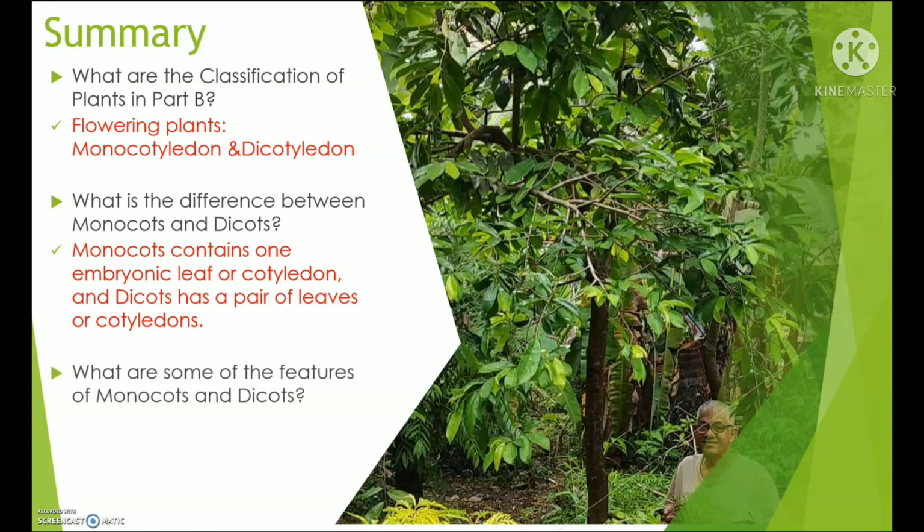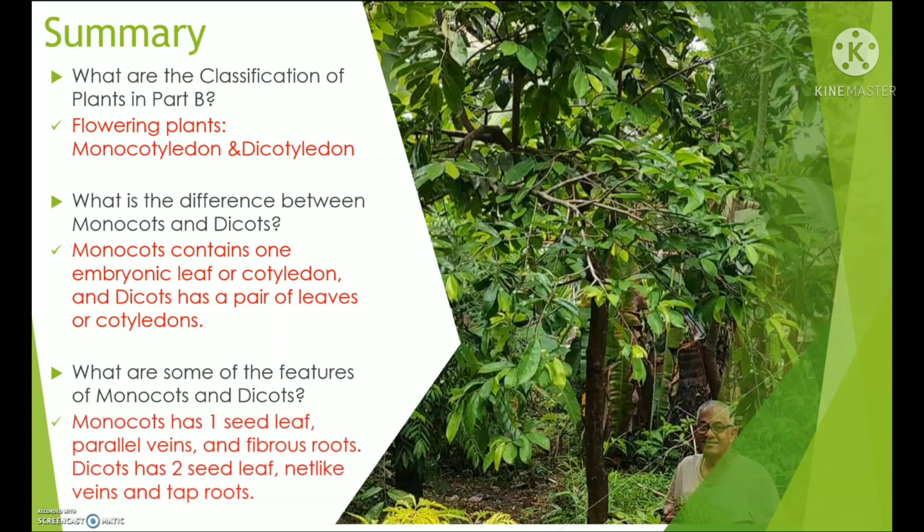So what are some of the features of monocots and dicots? Very good. Monocots have one seed leaf, parallel veins, and fibrous roots, while dicots have two seed leaves, net-like veins, and taproots.